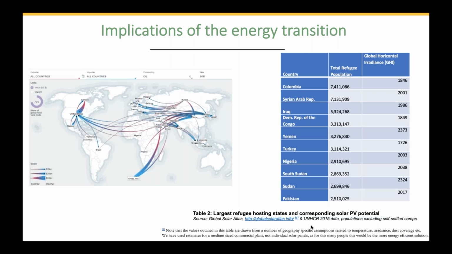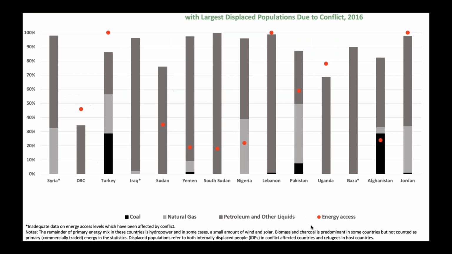The energy transition is also going to have huge geopolitical consequences. So many of the countries that are hosting the highest numbers of refugees and IDPs are fossil fuel dependent for their energy supply. But as you can see in the table on the right-hand side, they also have very high unharnessed potential for solar and other renewable energies. Next, please. Figure 7, in fact, lists all of those countries hosting the highest numbers of refugees and displaced people.